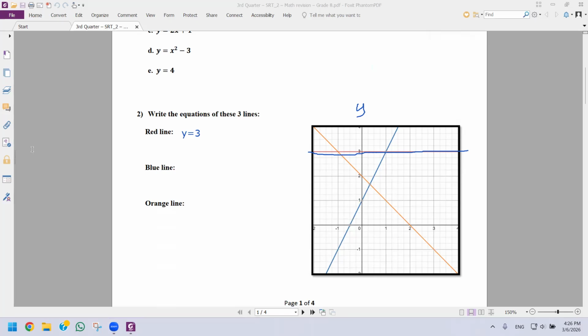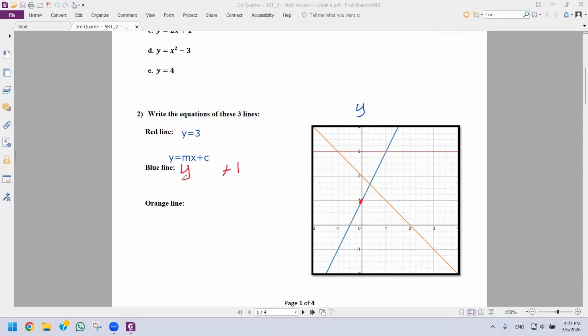Now for the blue line, how would I find it? Let me pick my red pen. So the blue line, first of all, you need to know the formula of the line. The general formula of writing a line is y equals to mx plus c, where c is the y-intercept and m is the slope. So first we check the y-intercept for the blue line. Where does the blue line cross the y-axis at? At 1. What does that mean? This is the c value. So let me write now plus 1.